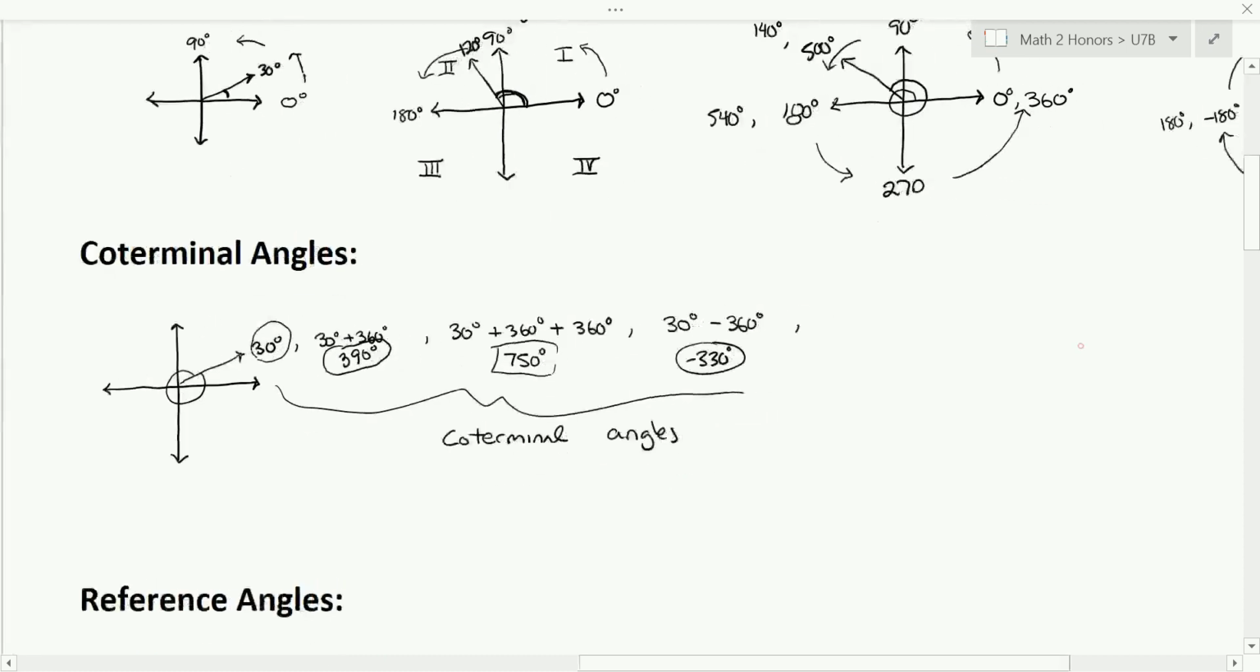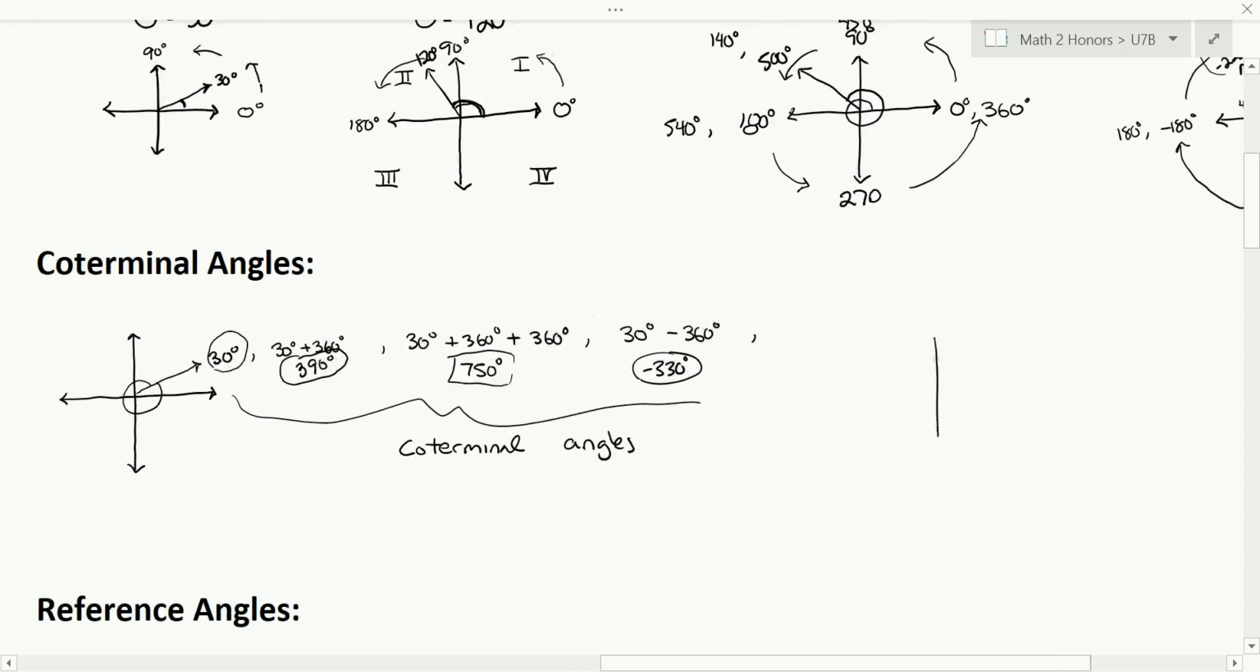I'm going to give one more example of this. Let's say 200 degrees. Okay. Come up with at least 4 other angles that are coterminal with 200 degrees. At least some positive, some negative.